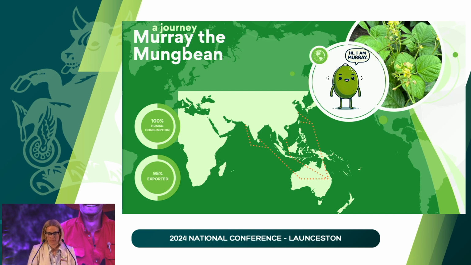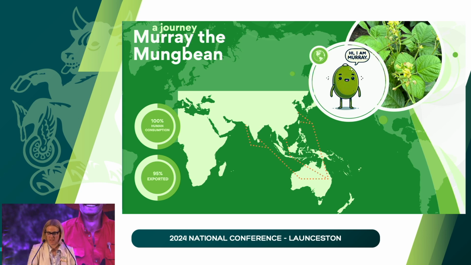Australia's MRLs might align with domestic standards, of which Australian grain has 99.52% compliance rate. But what happens when Murray is exported? With 95% of Australian mung beans being shipped overseas, primarily to Asia, the stakes are high. Misaligned MRLs between countries can lead to complications.